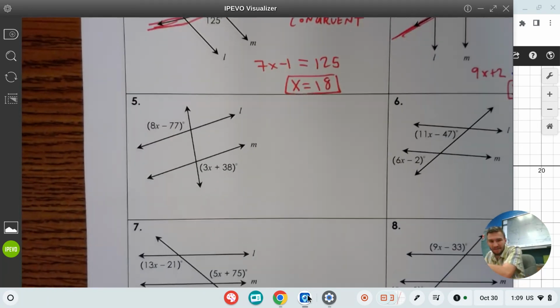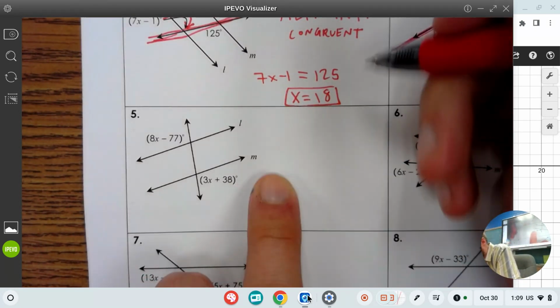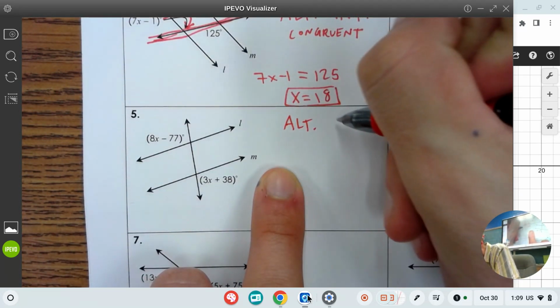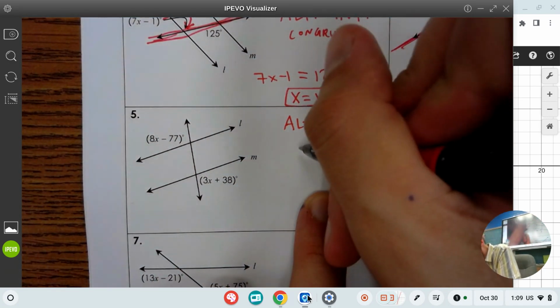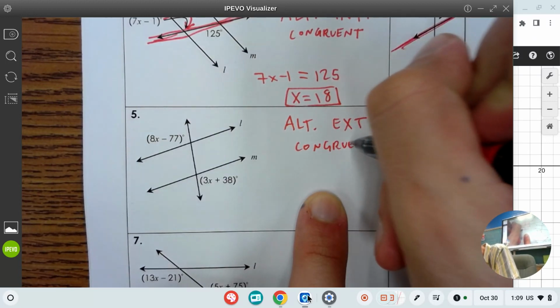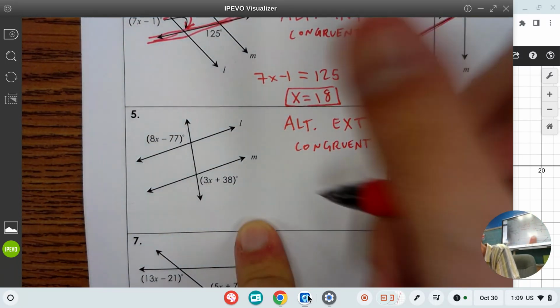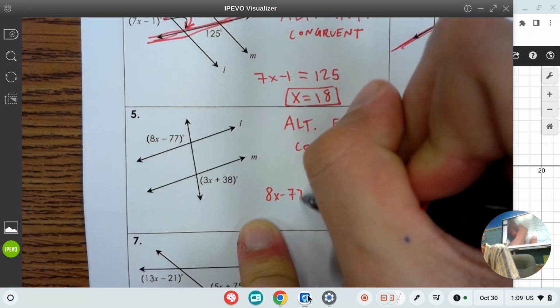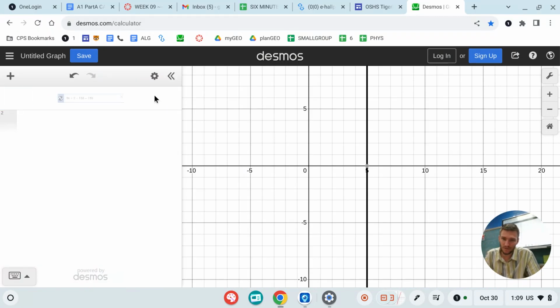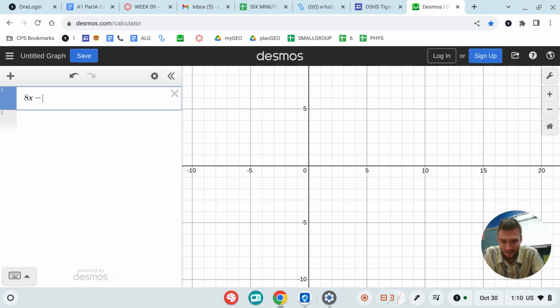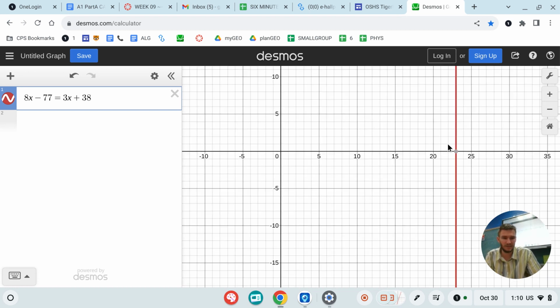We get to 5. What do you think about 5? These are alternate exterior. And what's up with alternate exterior? We already did one, like number 2. Congruent. And so if alternate exteriors are congruent, we set them up. 8x minus 77 equals 3x plus 38. We go to DESMOS. 5 minutes till lunch. We got 5 minutes to finish. We're cruising. 3x plus 38. Remember, got to type it in correctly or else you're going to be out of luck. I typed it in. I got 23.